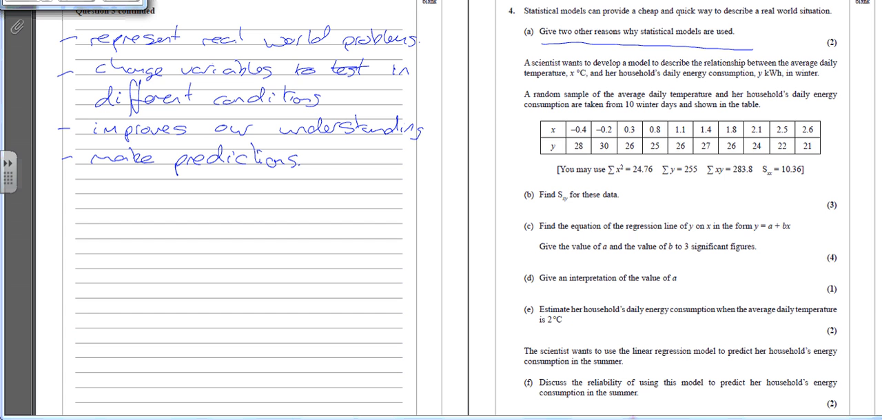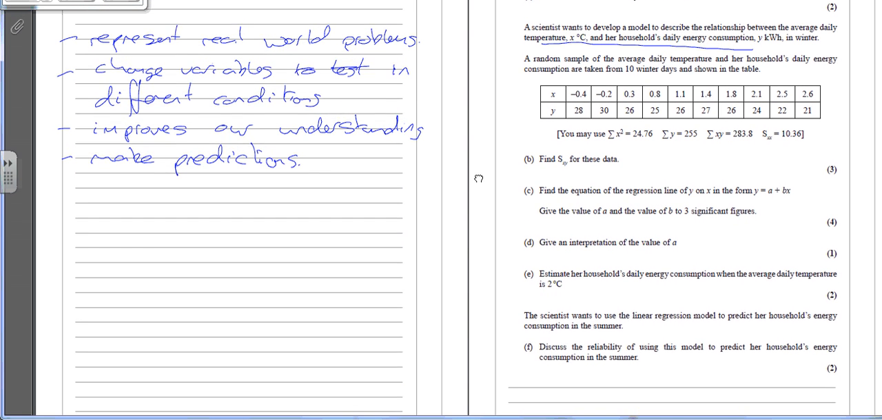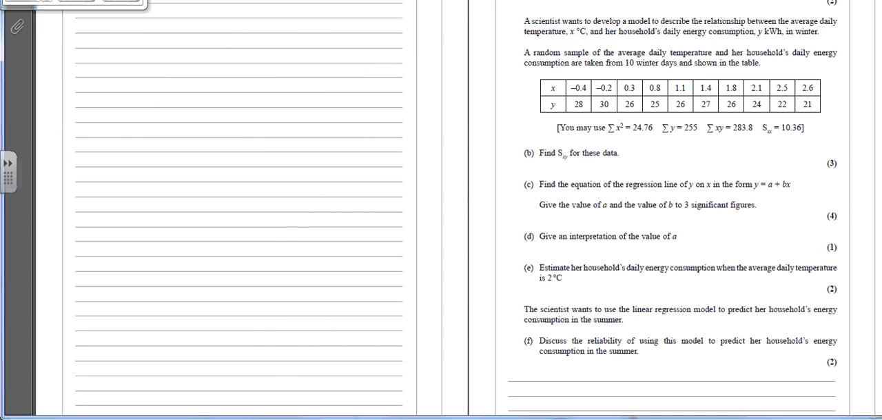So it's not very often this sort of question comes up, but it did come up in 2015. It's all about understanding why we use statistics in the first place, and these are 4 key things for doing so. Now, let's have a look at this. A scientist wants to develop a model to describe the relationship between average daily temperature X and households' daily energy consumption Y.